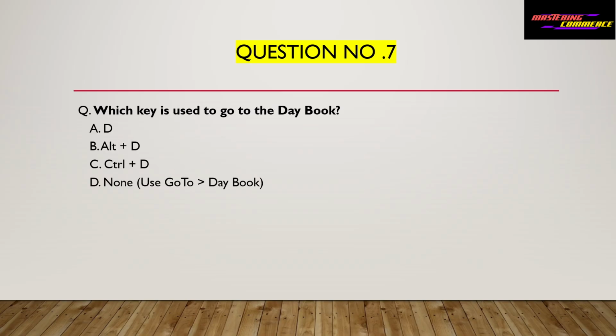Question number 7 is which key is used to go to the day book? A, Alt plus D, Control plus D, then D none. So here the correct answer of question number 7 is D. इनमें से कोई भी correct नहीं है.